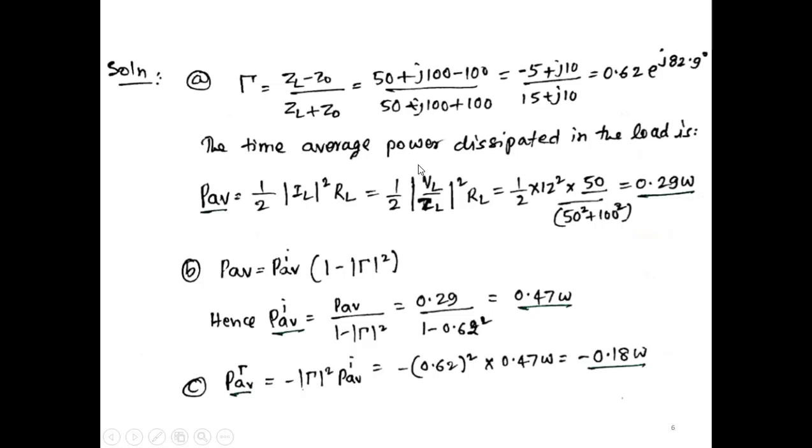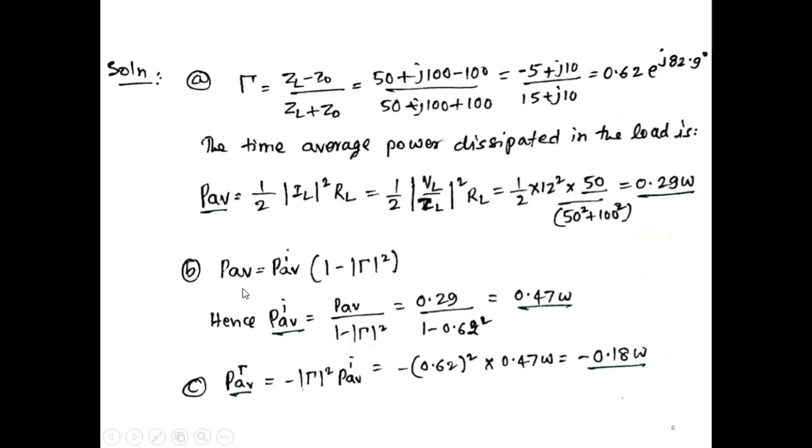The time average power distributed in the load is given by P average is equal to half into load current squared into RL. Or you can write IL is equal to VL by ZL, whole squared, into RL into 1 by 2. Substitute the maximum value of VL, which is 12 volts. So 1 by 2 into 12 squared into 50, divided by the magnitude of ZL, which is given by the square root of (50 plus j100), whole squared, and if you square this, the square root cancels out. If you simplify this, you will get 0.29 watt.